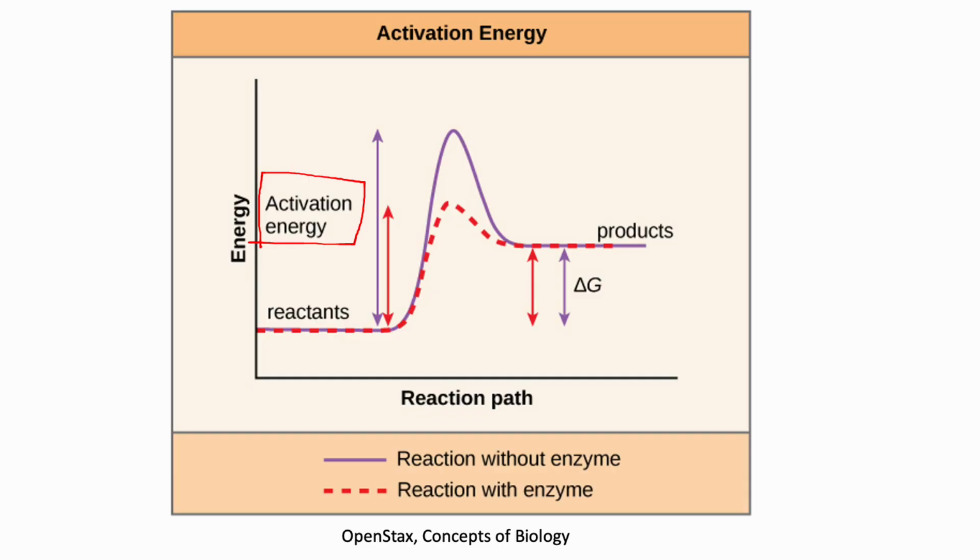So what we see in purple on this diagram, this high peak, that's the amount of activation energy that's required without an enzyme. The enzyme, however, lowers that to where the red dashed line is. So in other words, the enzyme, by catalyzing the reaction, makes it more likely for this reaction to occur in the cell.